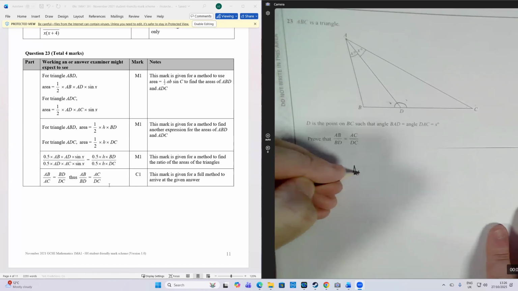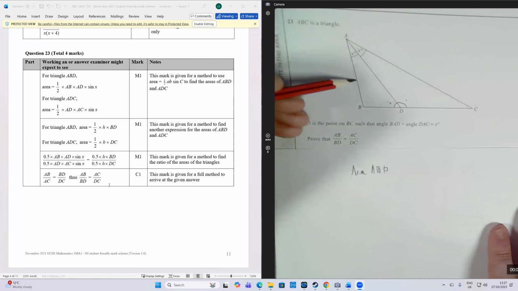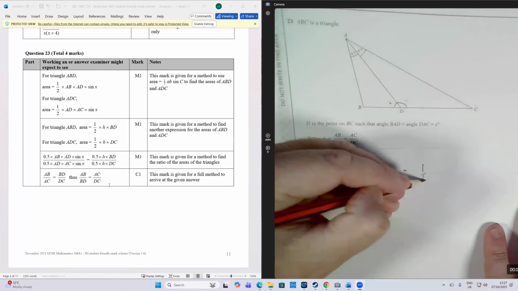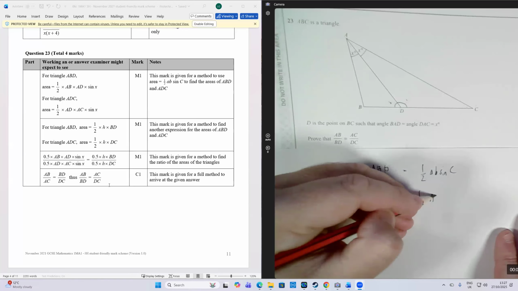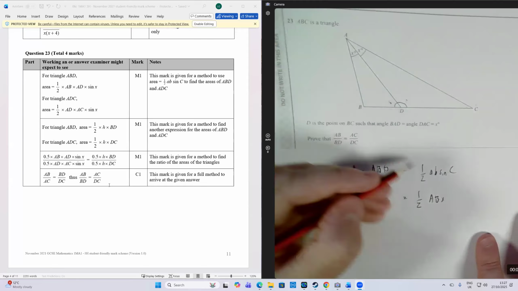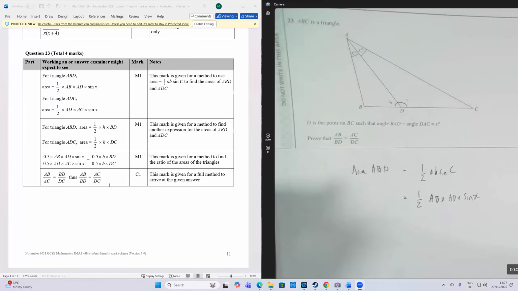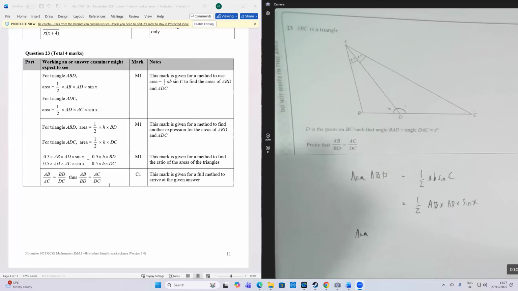The area of triangle ABD is going to be a half times AB times AD times sine of x, because area is equal to a half ab sine C. So that's an expression for the area of that triangle there: half AB times AD times sine x. Now let's look at the area of the other triangle. Let's look at the area of the triangle ADC.